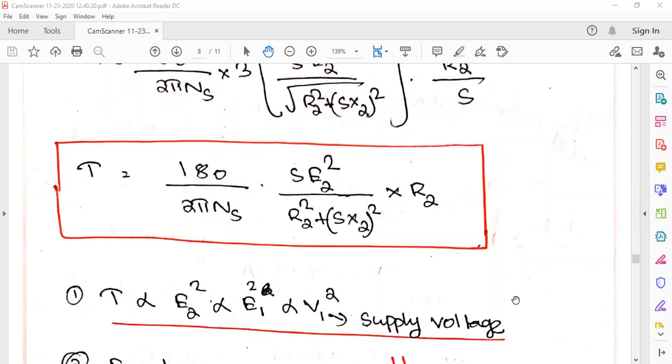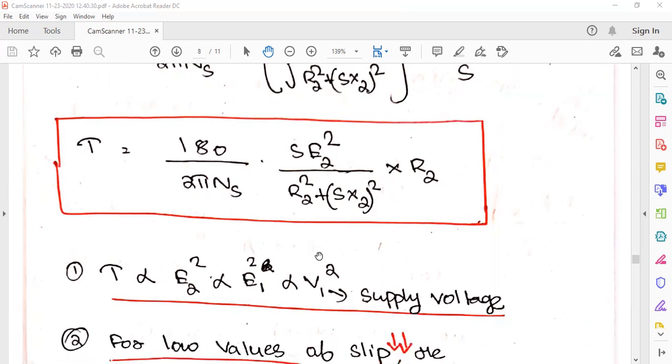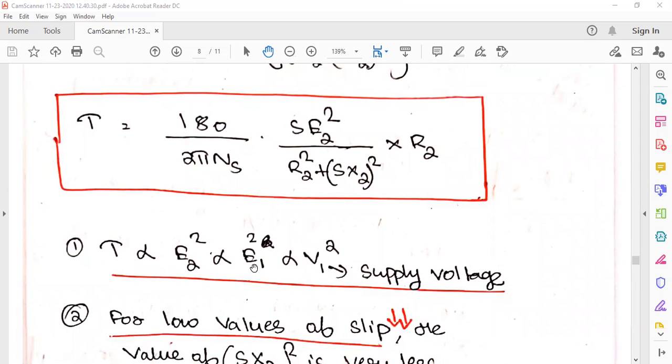Here we can see that T is proportional to E2 square. You know that in a transformer or induction motor, the secondary voltage is proportional to E1 because we consider the turns ratio, and that is also proportional to the supply voltage. So eventually we saw that T is proportional to E2 square, which is proportional to E1 square, which is proportional to V1 square, the supply voltage.